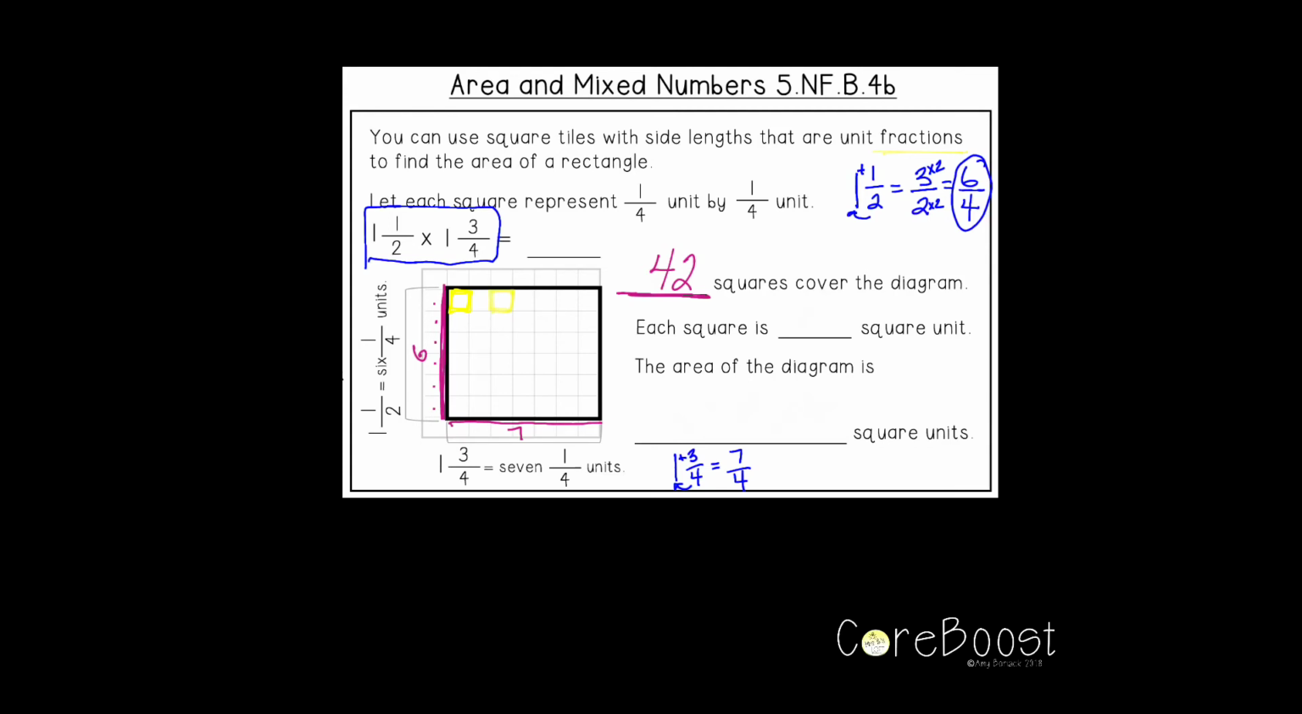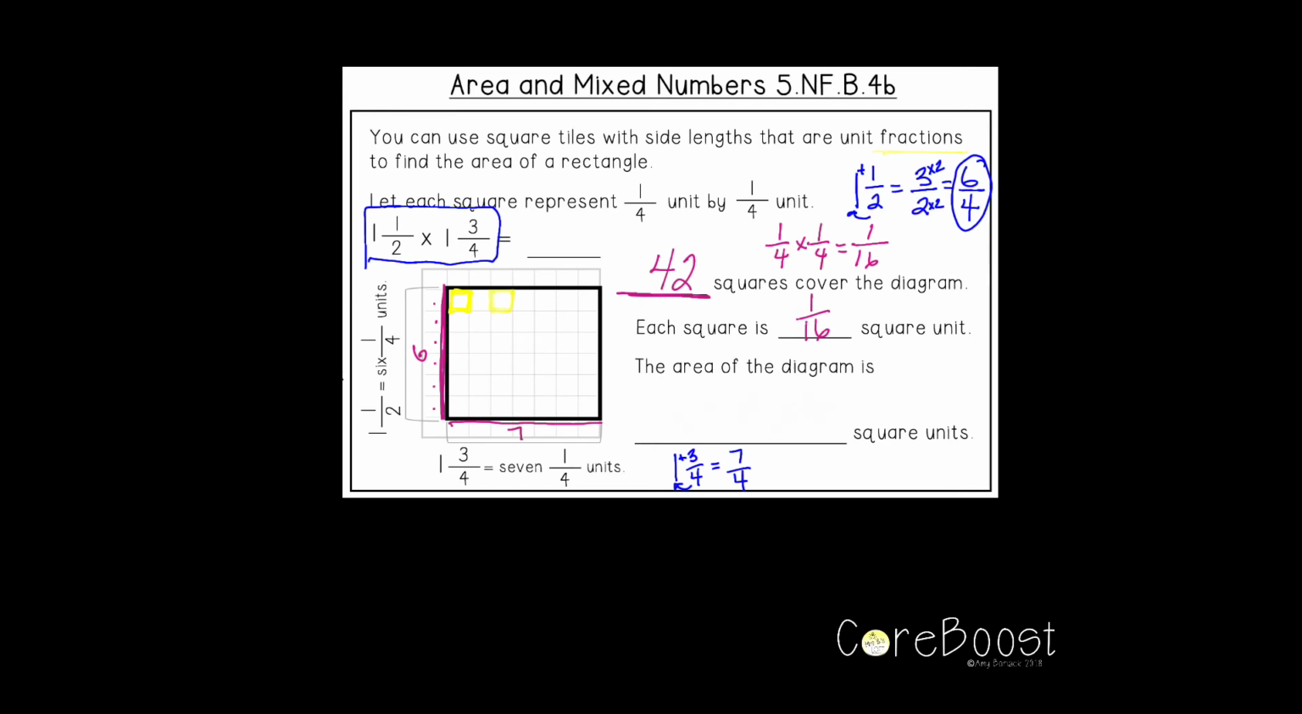So I have to do the math here. 1/4 by 1/4, multiply your fractions. 1 times 1 is 1. 4 times 4 is 16. So each square is 1/16 square unit.